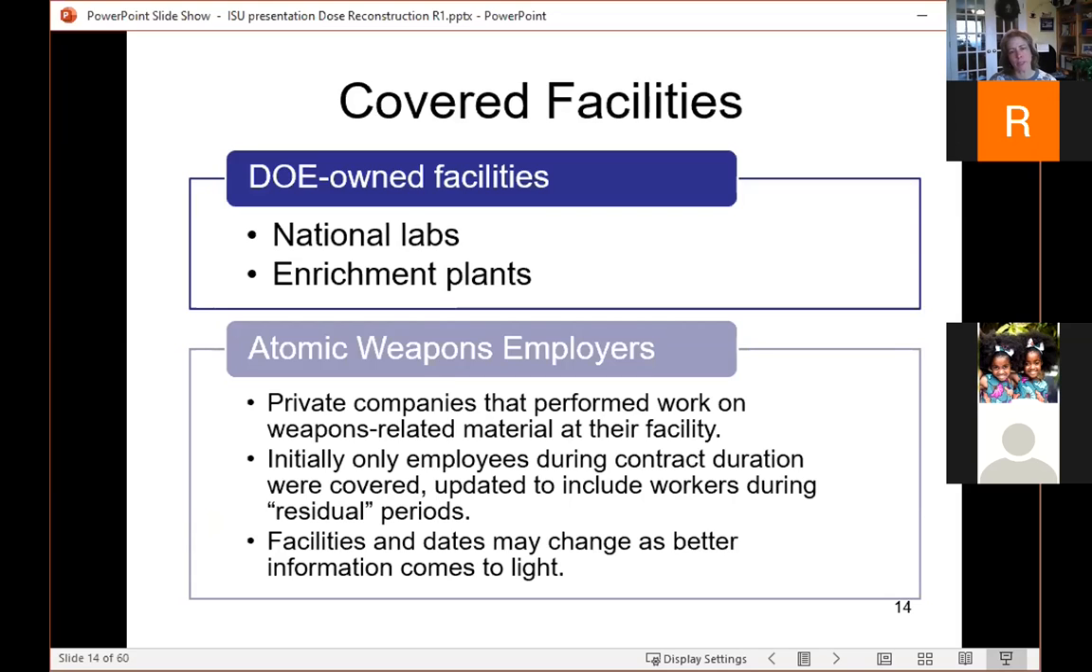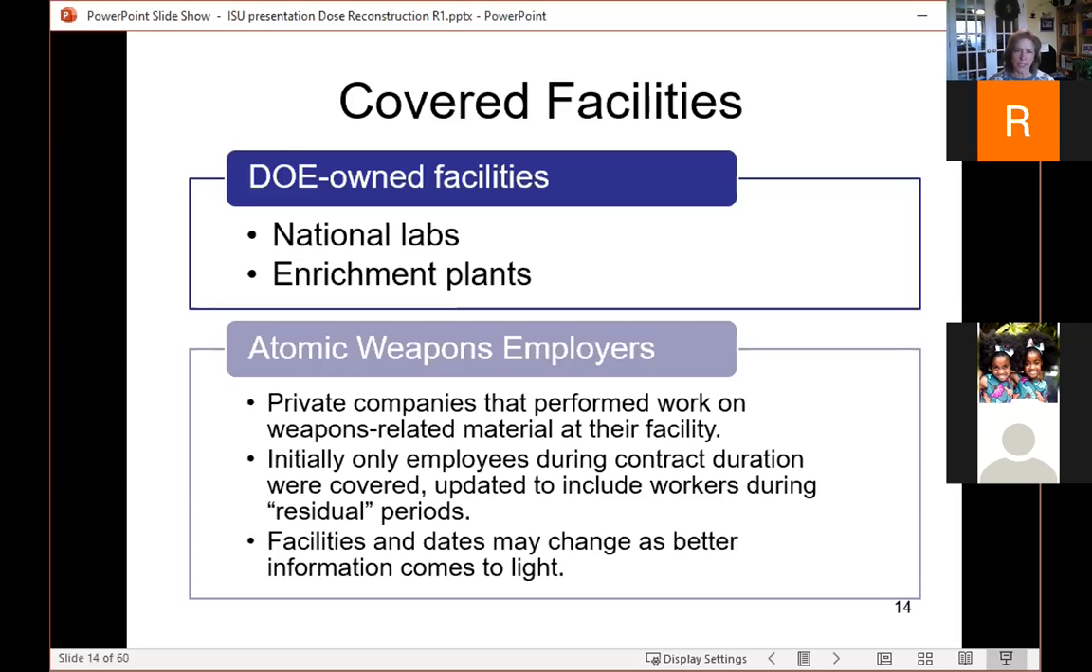It was later updated to include what's called residual periods, which includes contamination on the site. So they weren't necessarily cleaned up all that well. And so people who did not work during the contract period, but who worked there later and possibly came into contact with contamination left over from the earlier work, that's also covered.